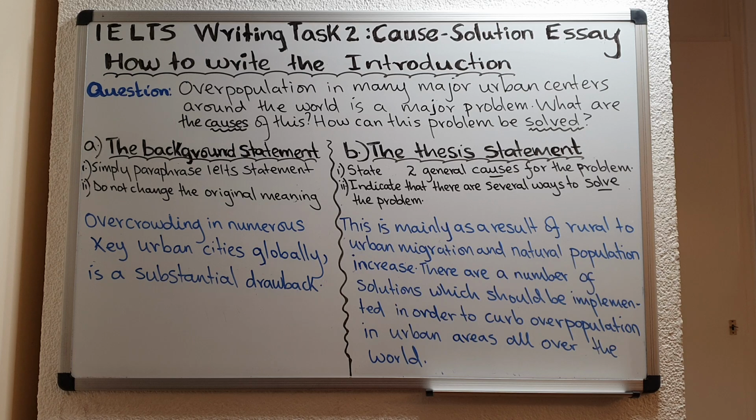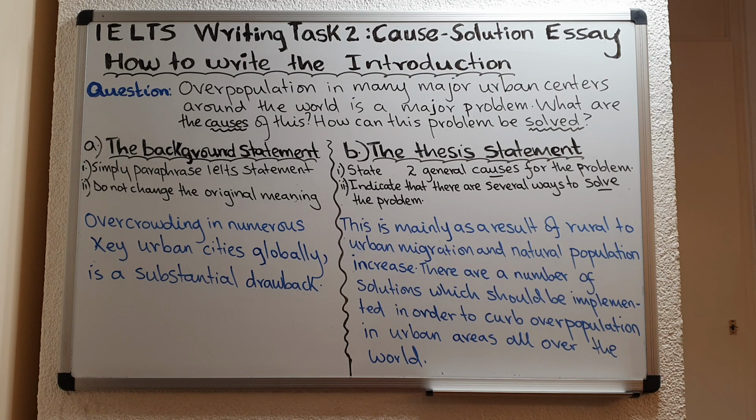And then once you have done that, then respond to the second part of the question, and that is, how can this problem be solved? Make it very clear. Always begin with the words, there are a number of solutions which should be implemented in order to, and then you repeat the question, okay? In order to curb, or you can even say in order to solve, okay? In order to solve overpopulation in major urban centers all over the world. So you can repeat the question. This is the first part of the question, in other words, the statement.